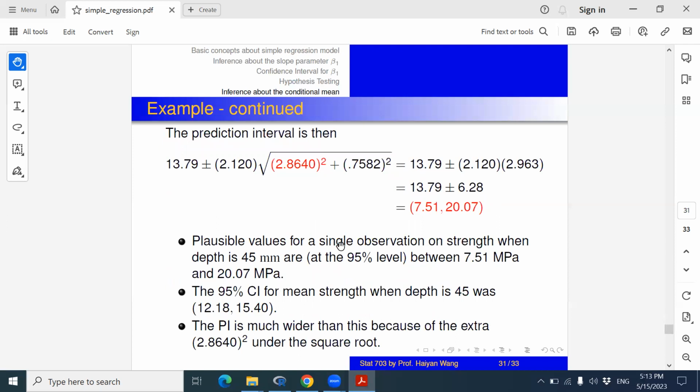On the other hand, for the prediction interval, you would have the mu hat plus minus the same critical value, but this time you have s squared in it. And the computation will lead to a wider interval compared to the confidence interval.